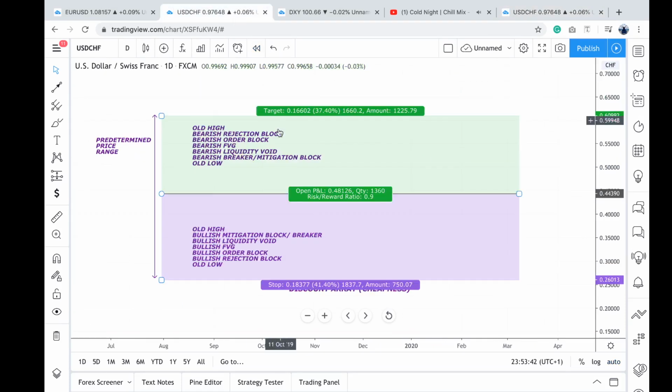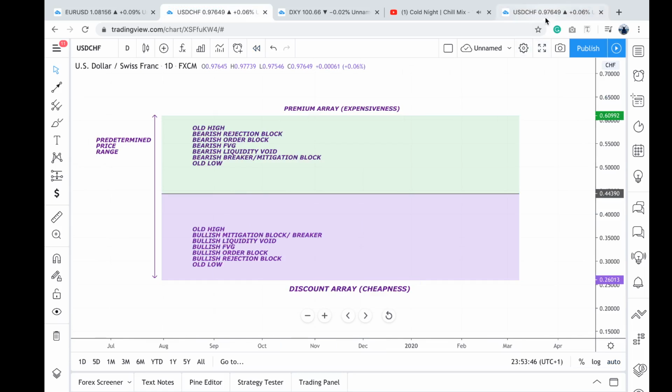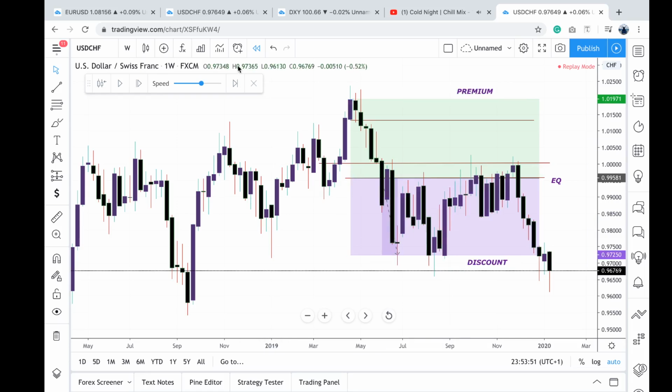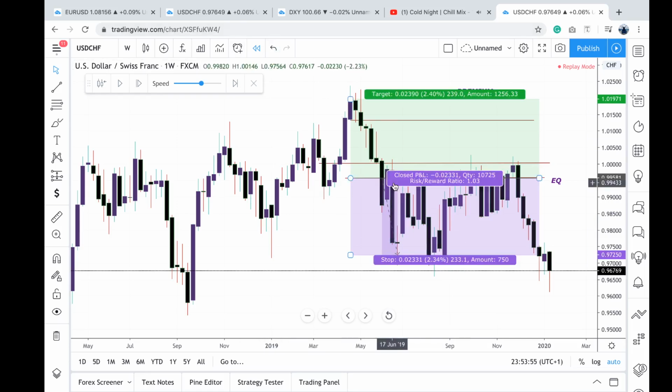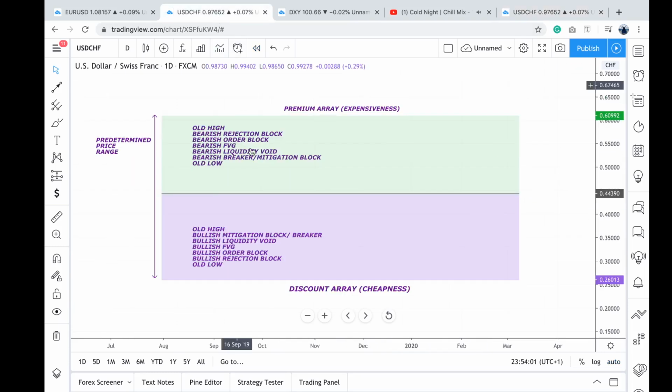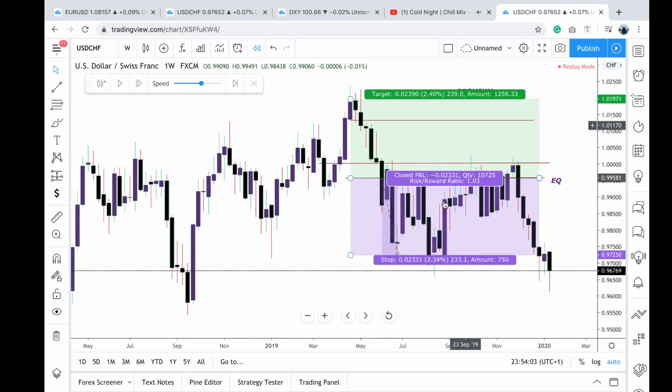The next question is: is there a bullish liquidity void in the marketplace where price could reach for to find support? No, not really. Price has efficiently been traded on the downside, so no real liquidity void. Also, there's no real fair value gap in the marketplace. So the next thing we can reference is a bullish order block. Is there a bullish order block in the marketplace?